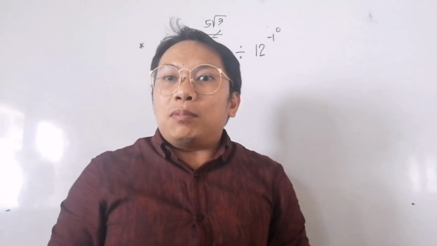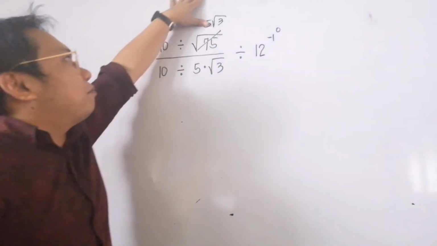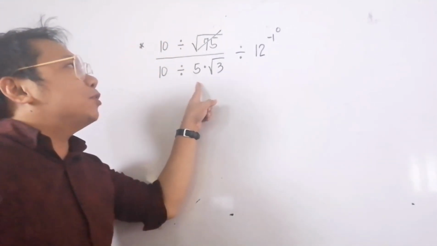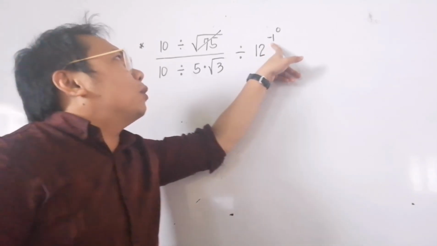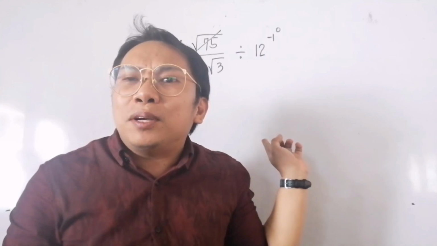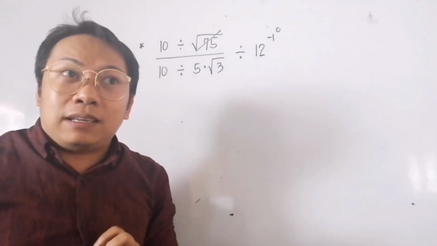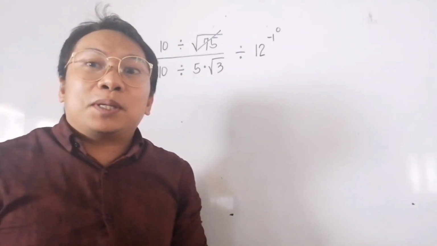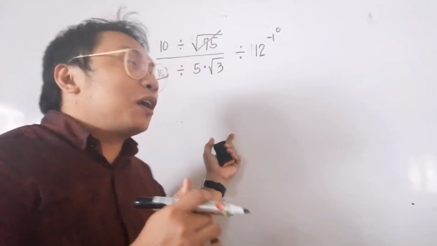So our next problem will be this one. Ta-da! 10 divided by 5, square root of 75 all over 10 divided by 5 times square root of 3, divided by 12 to the power of negative 1 to the power of 0. So this may seem very difficult. Isang tingin mo lang parang napakahirap na siya tingnan, but this is just simply a simpler problem. So how to solve this kind of problem?